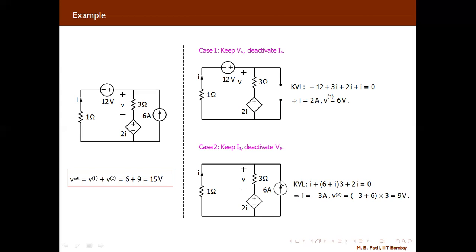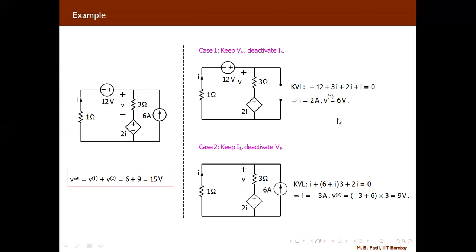You can see here, now when we are considering this, if you are applying KVL, 1 into I plus 6 plus I, because they have given here. So we can take 6 plus I into 3 plus 2I, because they have given here 2I. So you can take 2I as it is, and 3 into I, and you can take 6 directly. So you will get I equal to minus 3 ampere.